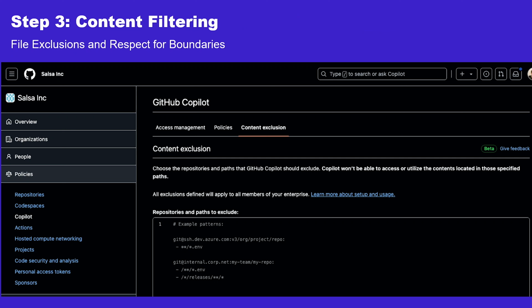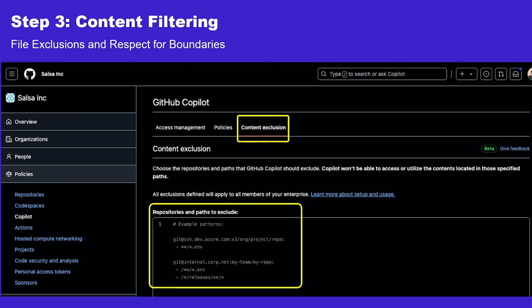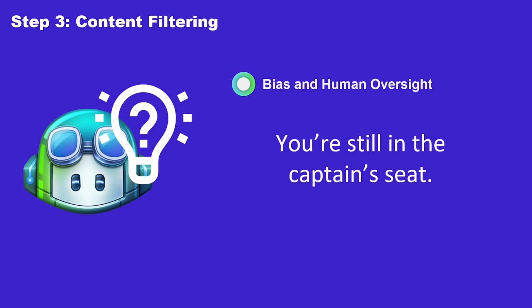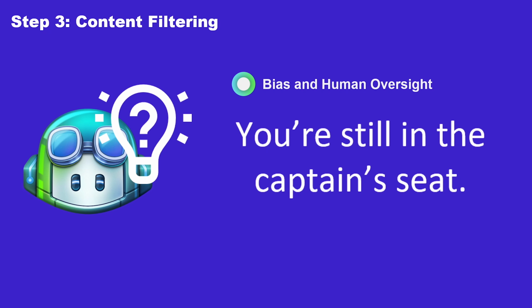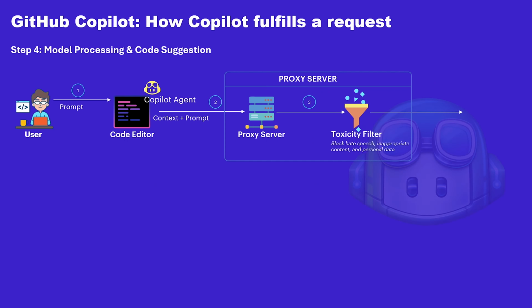And if you have excluded certain files or data from being used, Copilot respects that. It won't use those files in its suggestions, keeping your boundaries intact. Now an important point: bias. Like many AI systems, Copilot can reflect bias from its training data, and it's still evolving. That's why your judgment matters. Think of Copilot as a co-pilot, not autopilot. You are still the captain.